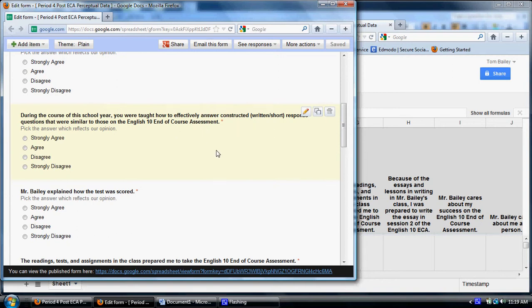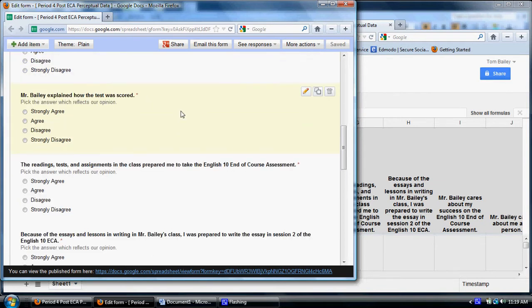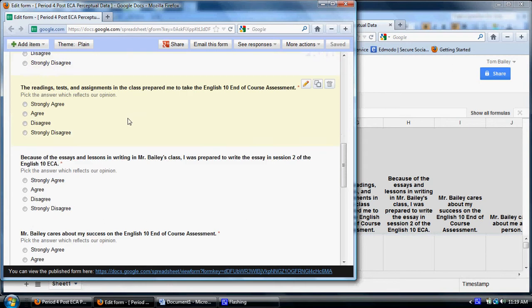During the course of this year, you were taught how to effectively answer constructive response questions, similar to those on the English 10. We did acuity tests throughout the course of the year, in which we practiced writing constructive response, and we showed them how they were scored. And then, prior to the exam and throughout the year, Mr. Bailey explained how the test was scored. The readings, tests, and assignments in the class prepared me to take the English 10 end of course assessment.